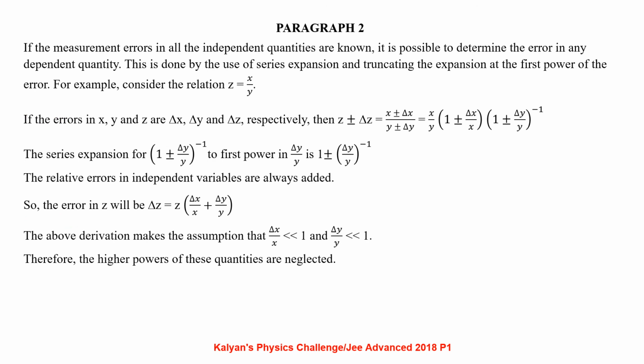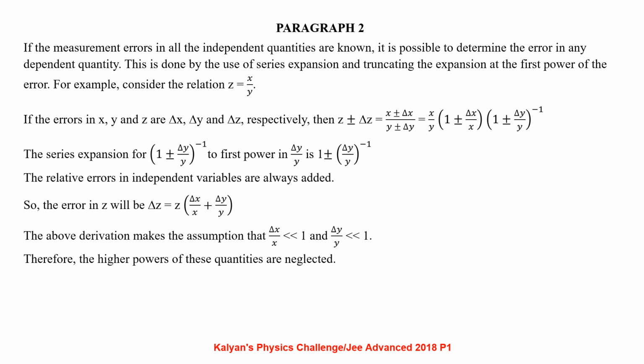Paragraph 2. If the measurement errors in all the independent quantities are known, it is possible to determine the error in any dependent quantity. This is done by the use of series expansion and truncating the expansion at the first power of the error. For example, consider the relation z equal to x by y. If the errors in x, y and z are delta x, delta y and delta z respectively, then z plus or minus delta z equal to x plus or minus delta x by y plus or minus delta y.